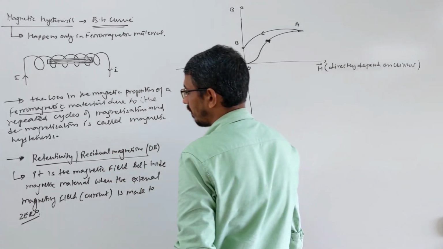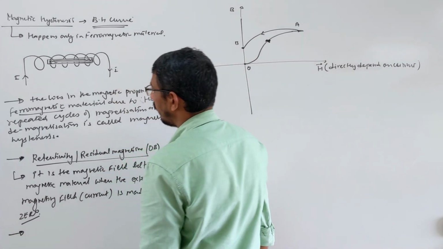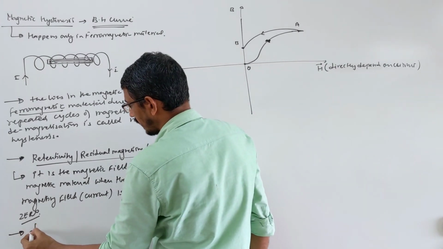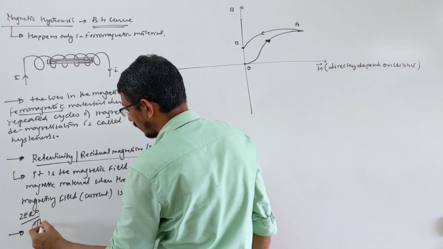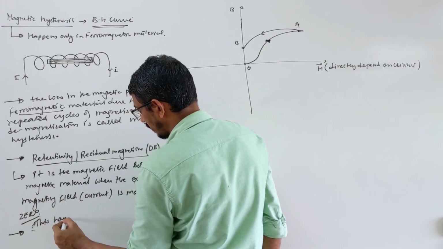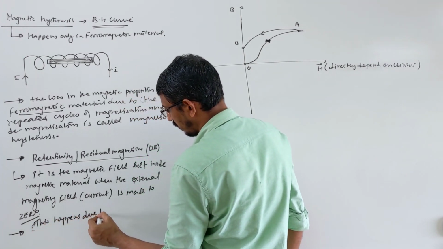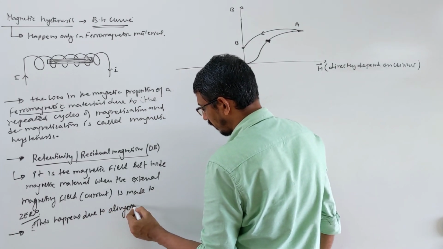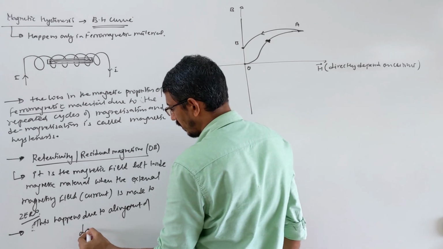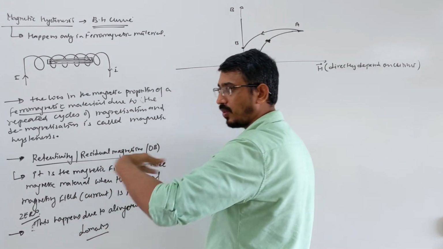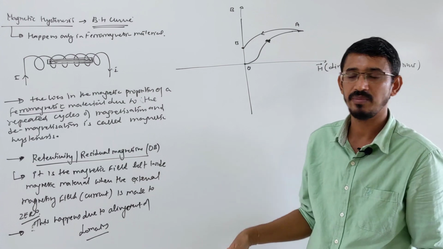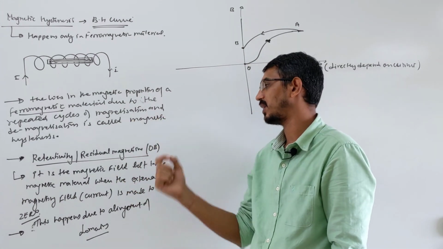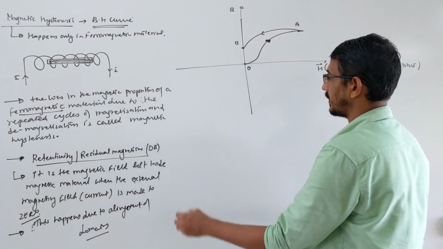And why does this happen? Because of domains. When you are applying the field, domains get aligned. This happens due to the alignment of domains. Domains remain aligned in one direction only even after the magnetizing field is removed. So they have a somewhat permanent magnetic field left inside that material, which is called retentivity or residual magnetism.